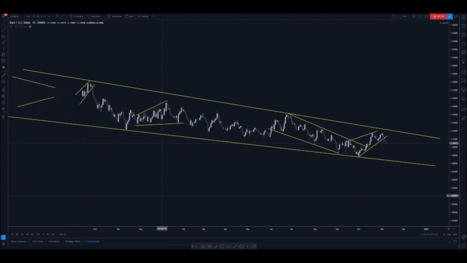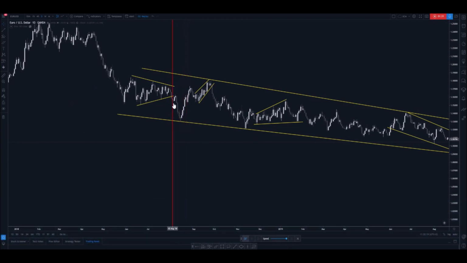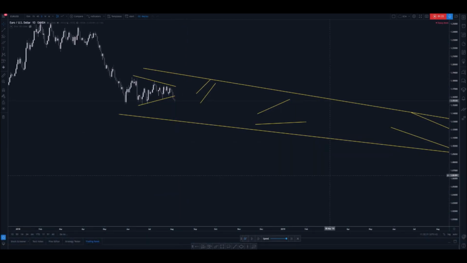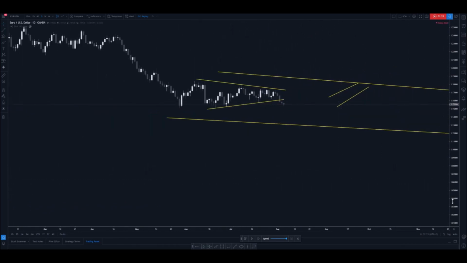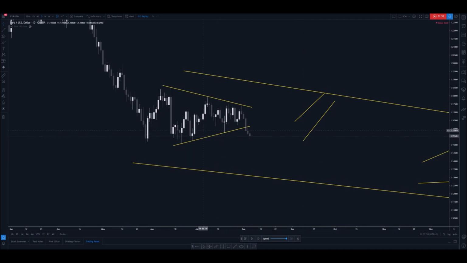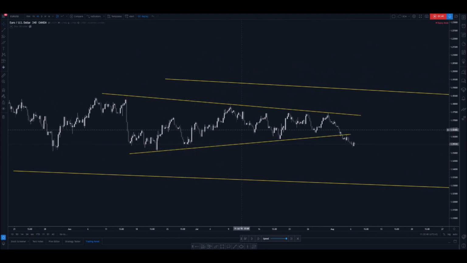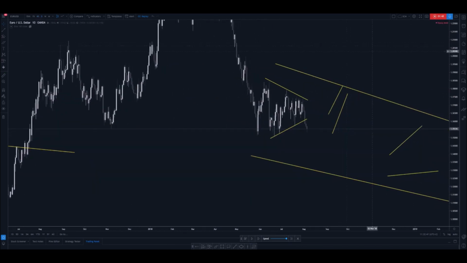Tip number 2 is know the direction. And what do I mean by knowing the direction? If we take a look at this pattern over here, first of all, we can clearly see this is a daily pattern because the touches are much clearer. If we take a look on a 4-hour, you can see a lot of higher highs and lows and lower highs and lower lows being formed. So that's why we classify this pattern as a daily pattern.